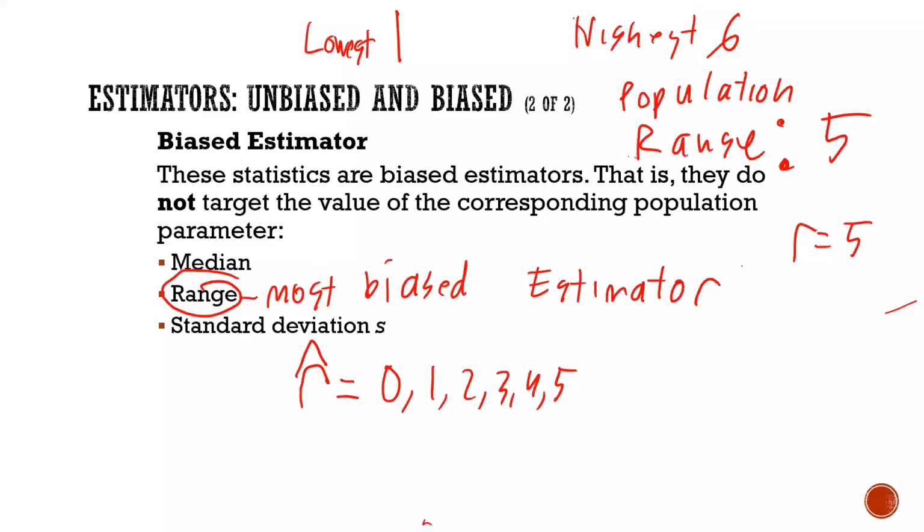If I plot, my range is... I don't know what the distribution is, but the largest it can be is 5, the smallest it can be is 1. These are our hats. But notice R itself is 5.